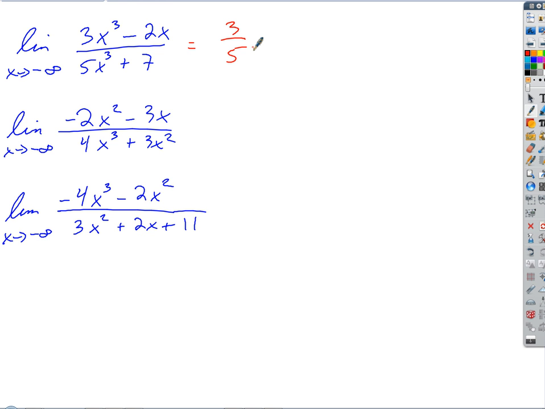So when these match up, we just do that, right? Does it matter if it's approaching negative infinity or positive infinity? No. Does not.